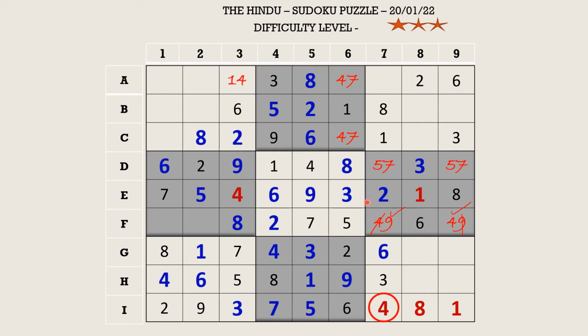In block 4 there are only 2 missing numbers and the missing numbers are 1 and 3. There is a 1 blocking here, so F2 takes 3 and F1 takes 1.